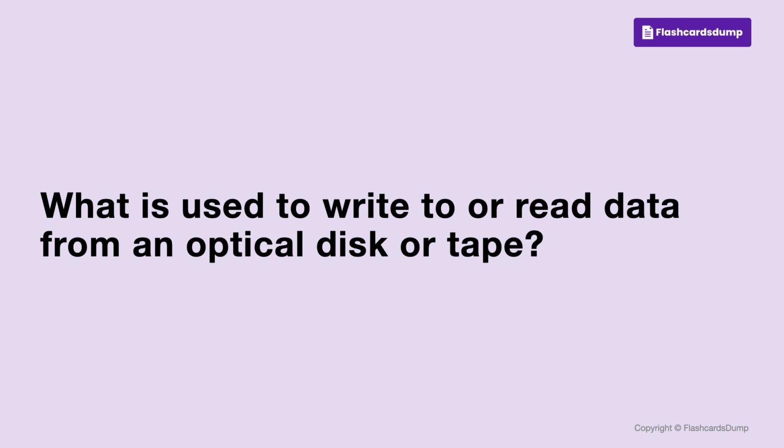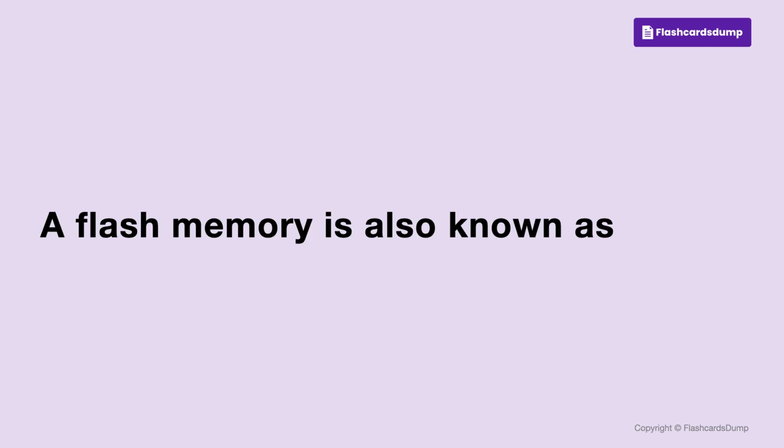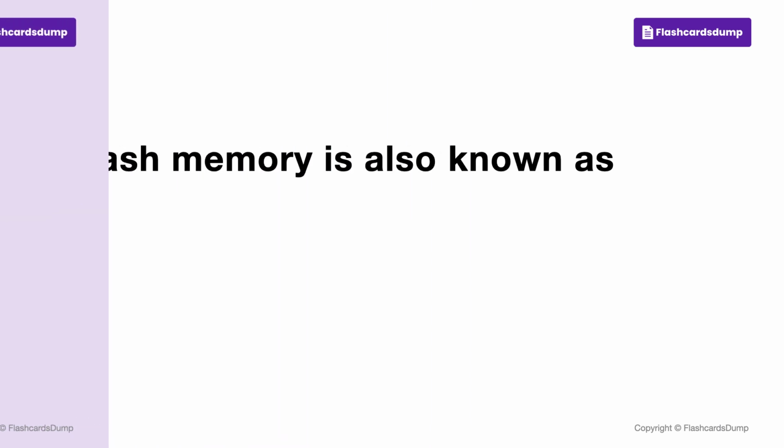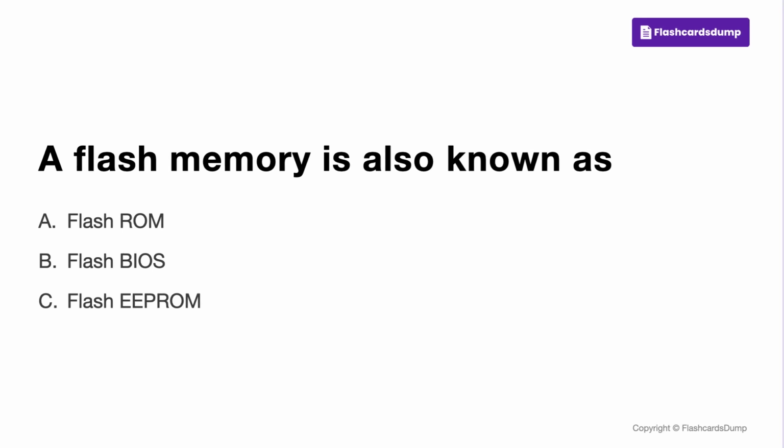What is used to write to or read data from an optical disc or tape? A laser beam is used to write to or read data from an optical disc or tape. A flash memory is also known as flash ROM, flash BIOS, or flash EEPROM. Flash memory is a modern type of EEPROM. It can be erased and written faster in blocks than ordinary EEPROM. Its durability is over 10,000 times.